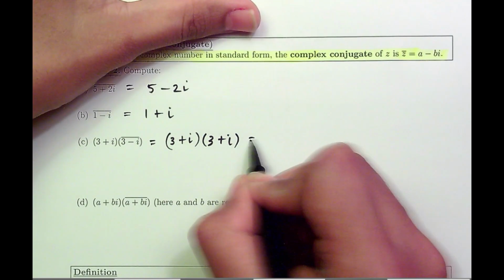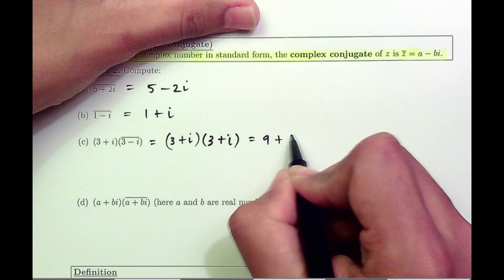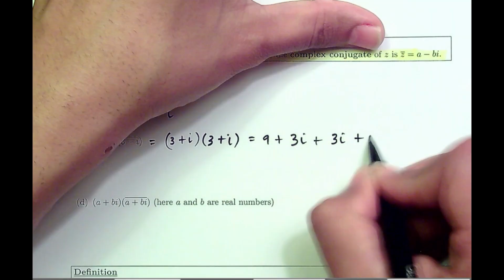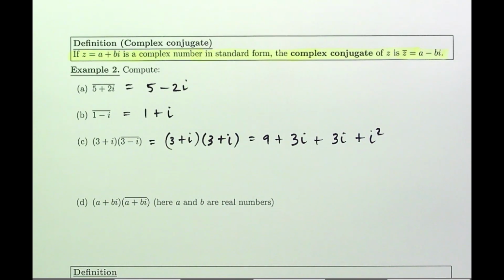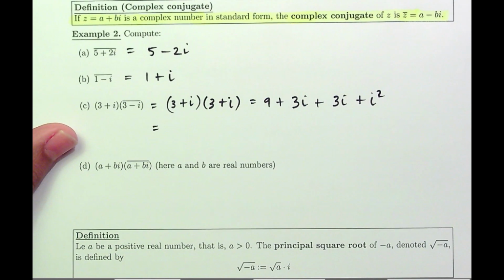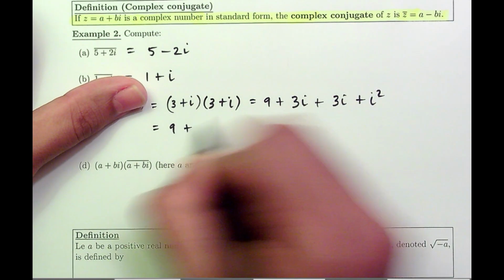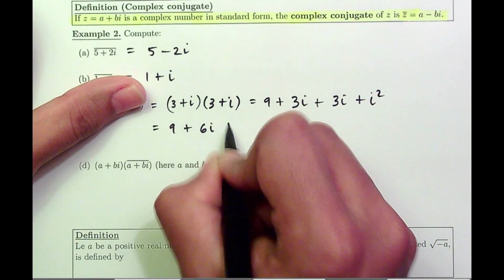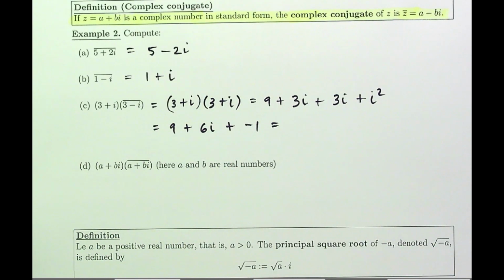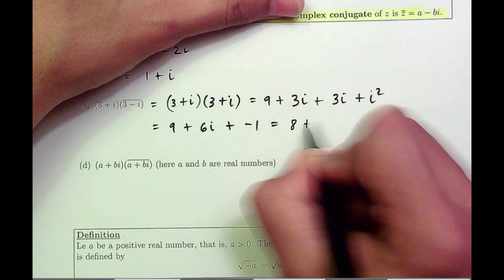Okay, and now you multiply this. 3 times 3 is 9. 3 times i is 3i. i times 3 is 3i. And i times i is i squared. Okay, now we simplify. We collect like terms. So this is 9. 3i and 3i is 6i. And then the i squared gets replaced with negative 1. So collect like terms and replace the i squared with negative 1. And then 9 and negative 1 gives you positive 8. So 8 plus 6i.